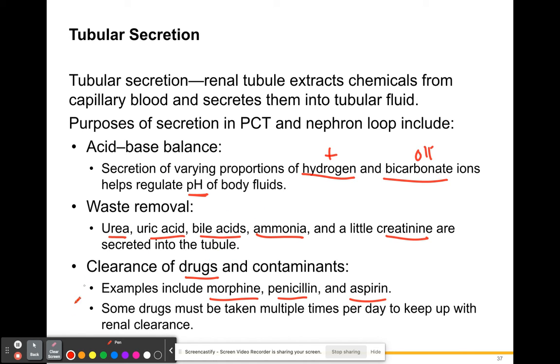So things we wanted to keep: water, amino acids, glucose, potassium ions, things like that. Those are things we wanted to keep. Things we want to get rid of: urea, uric acid, ammonia, bile salts, creatine, drugs, contaminants, things like that. And that's going to be done with tubular secretion, right?